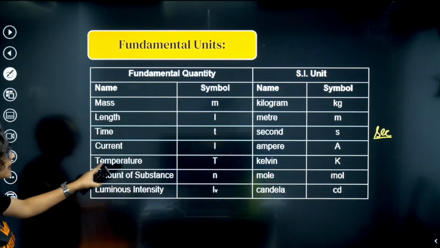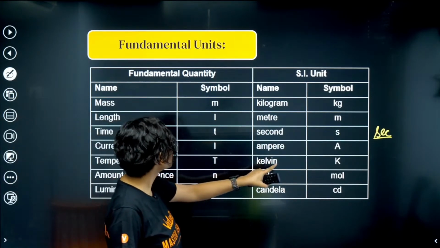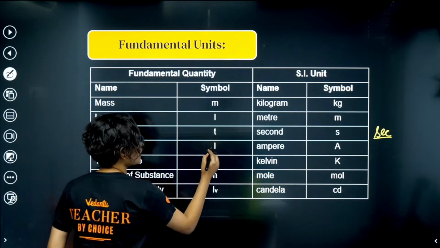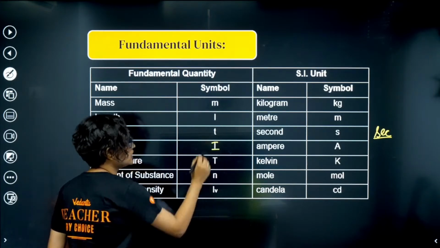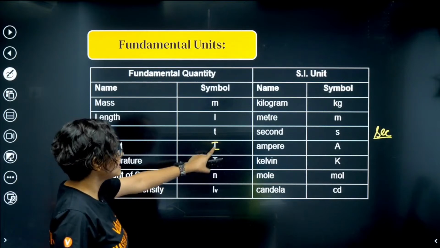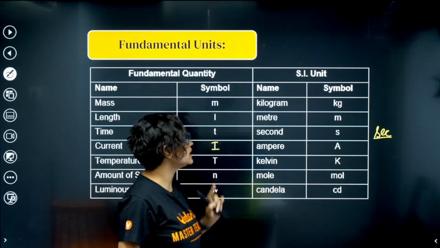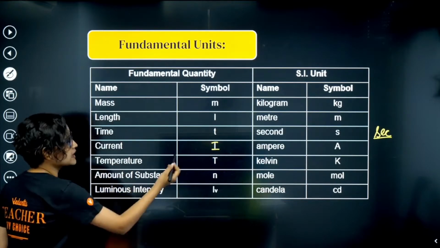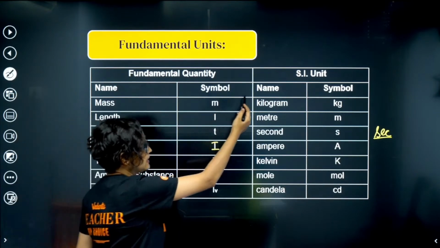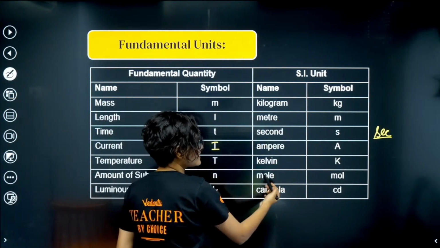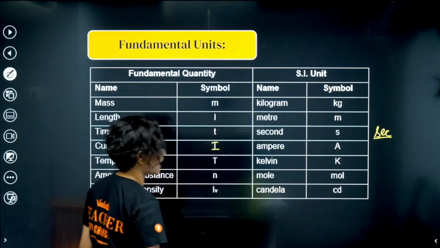Alright, then we come to current. Current is capital I. Yes, capital I. Don't get confused. This is capital I, okay, this is letter L. Capital I, SI unit is ampere and symbol is A. Temperature, capital T. SI unit is Kelvin and symbol is K, capital K.